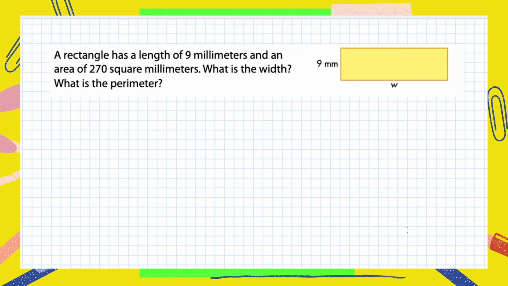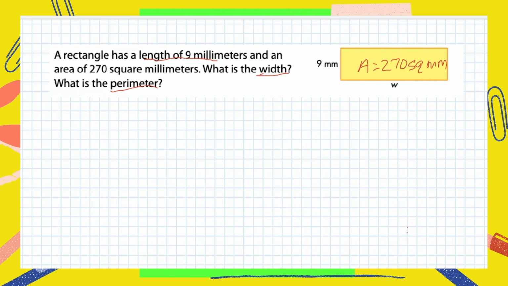We have time for one more problem. So let's put what we know about perimeter and area together. Let's take a look. A rectangle has a length of 9 millimeters and an area of 270 square millimeters. What is the width and what is the perimeter?